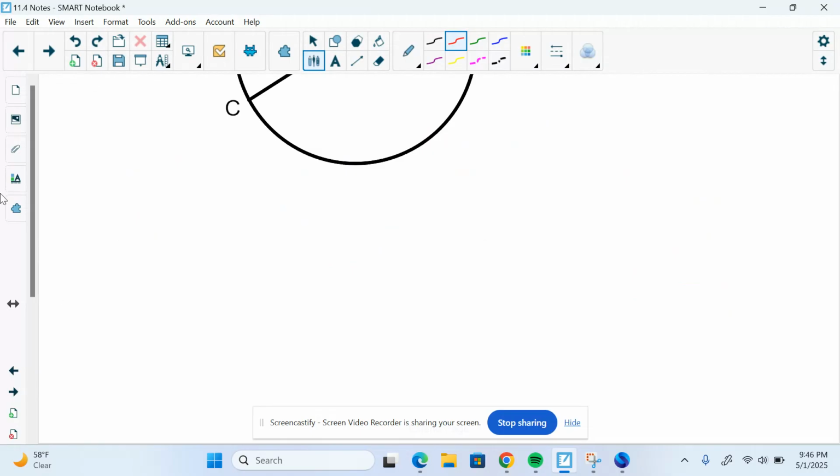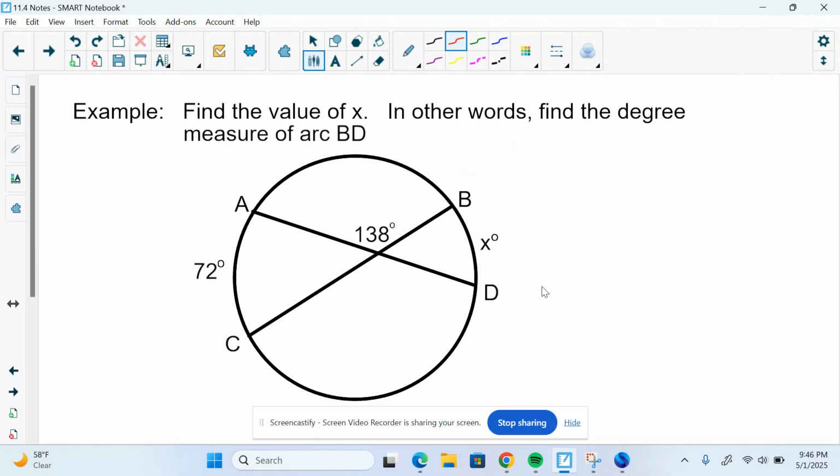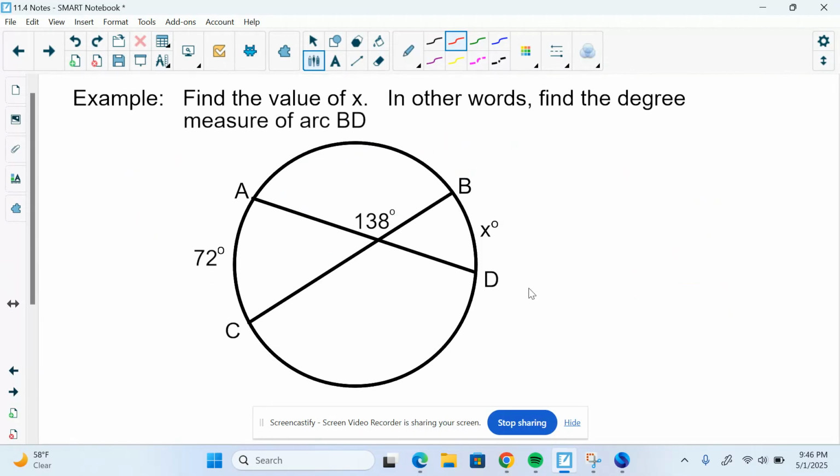Here we go. One more example, because not all of your problems are going to be exactly the same. You might have to think about it and plug some numbers into a formula a little differently. So in this example, we have a circle and we have two intersecting chords. They intersect inside the circle. Here's the intersection point inside the circle. We're looking for the value of x.